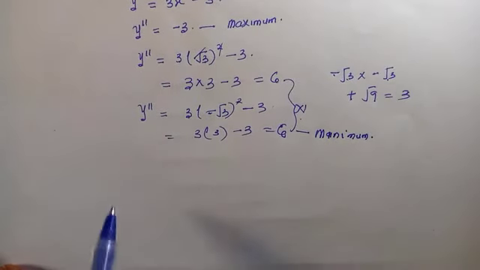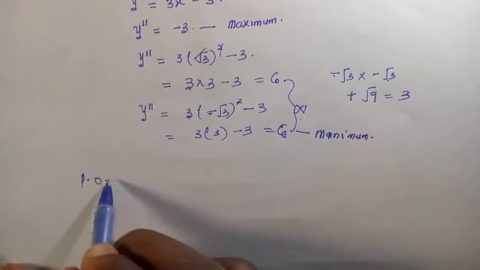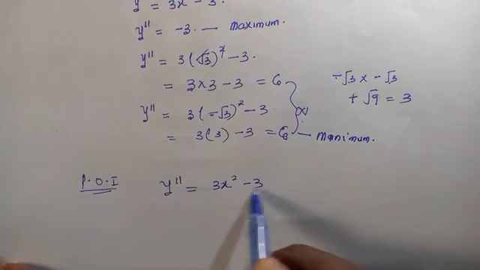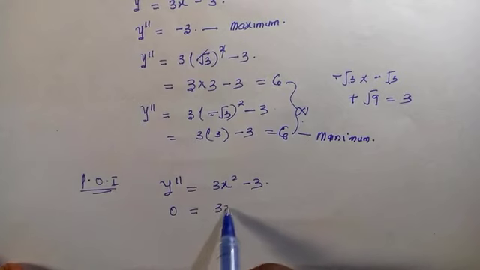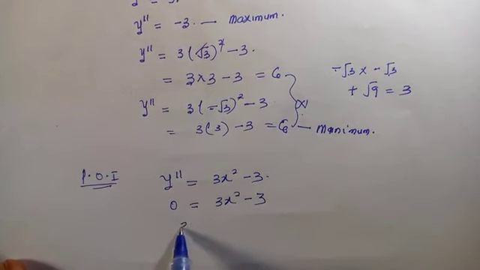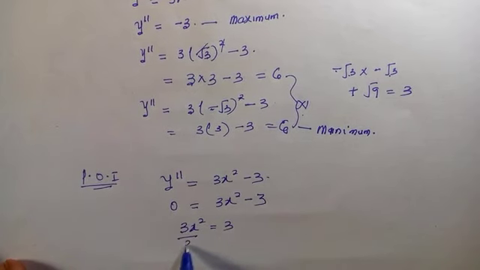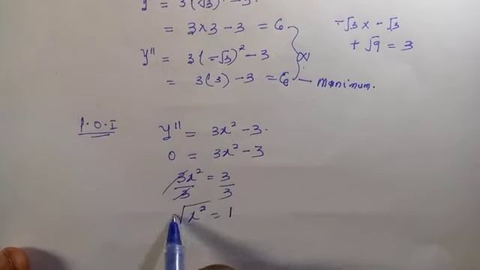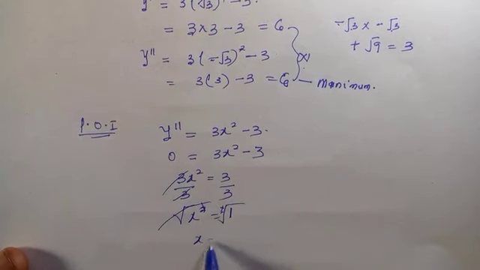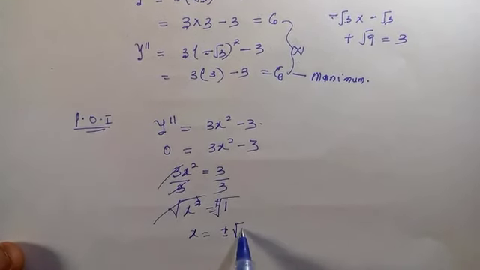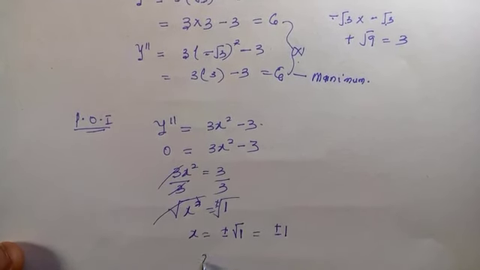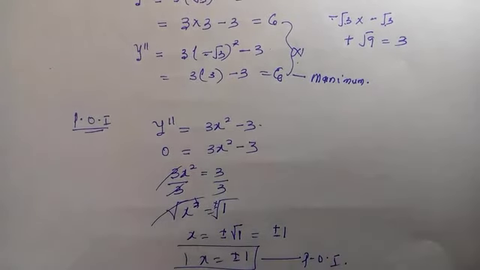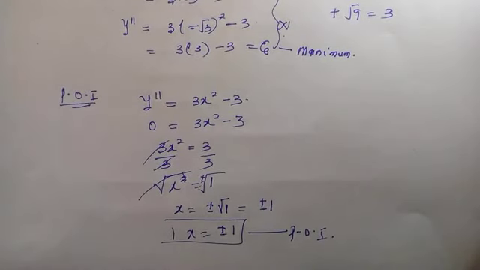To obtain the point of inflection, as we did earlier, we let the second derivative equal 0. From the second derivative, y prime prime equals 3x squared minus 3. If you let this equal 0, we have 3x squared minus 3 equals 0. Then we transfer 3, so 3x squared equals 3. Dividing both sides by 3, x squared equals 1. Taking the square root of both sides, x equals plus or minus root 1, and plus or minus root 1 is still plus or minus 1. Therefore, the points of inflection are x equals plus or minus 1. And here is how to go with the minimum, maximum, and point of inflection.